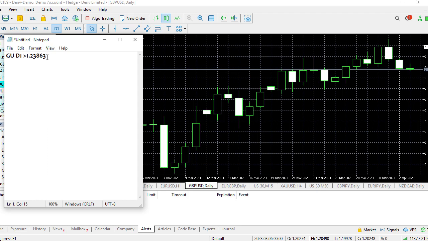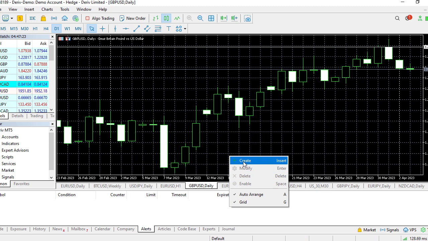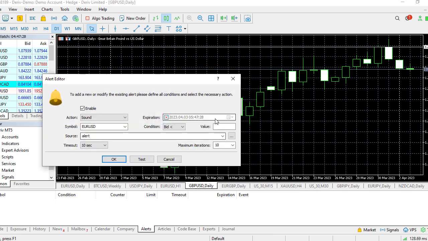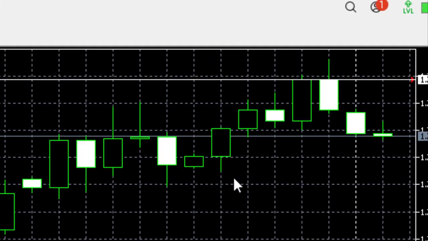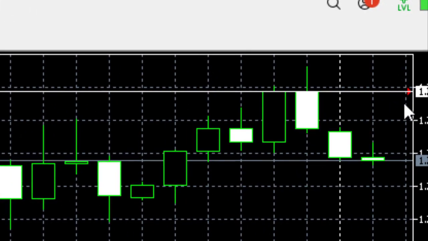So next, I copy that price, and right click on the alerts place. Just click on alerts, right click anywhere within it, click on create, and paste it there. I turn this to greater than, I go to Pound USD, I click OK, and the alert is formed. That's it. If you look there, you see something like a red line around here, which shows that the alert has been created.